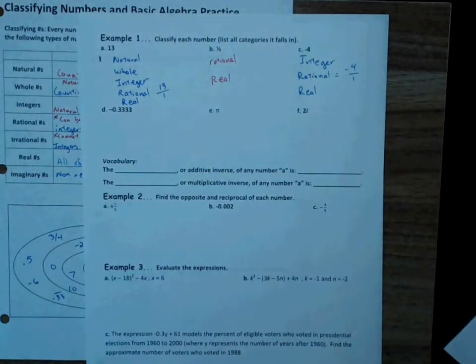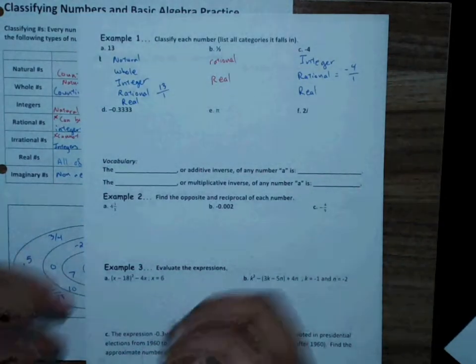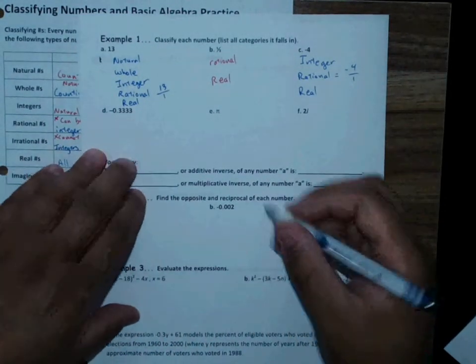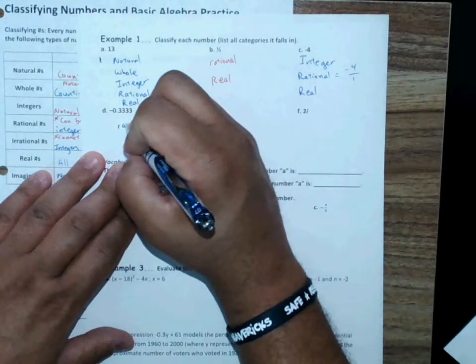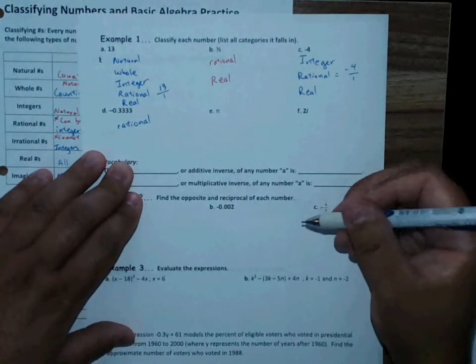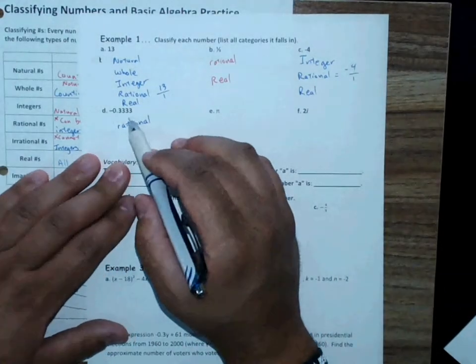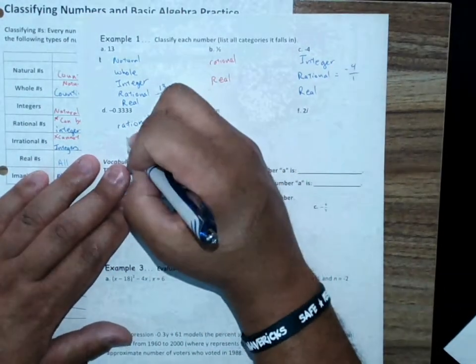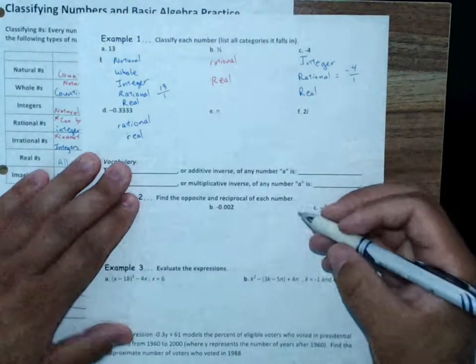If we look at D, we can convert this to a simple fraction, so it'll be a rational number. It's not an integer because it's a decimal. And since it's a rational number, then it naturally falls into the category of a real number.